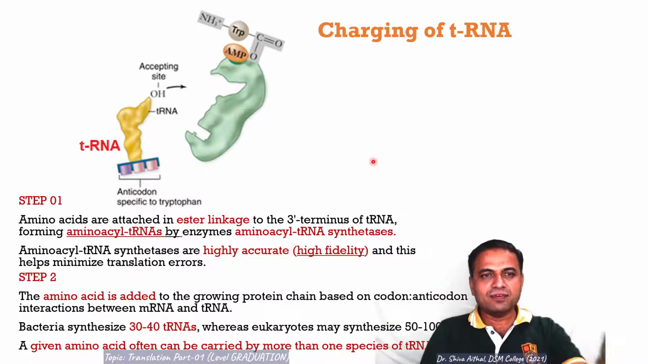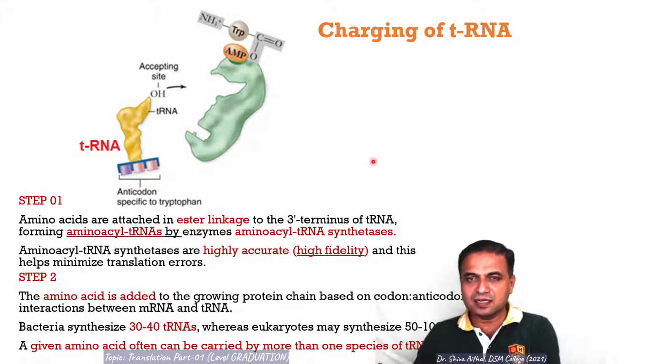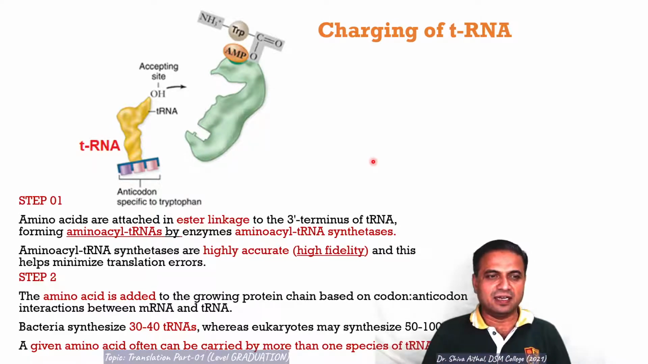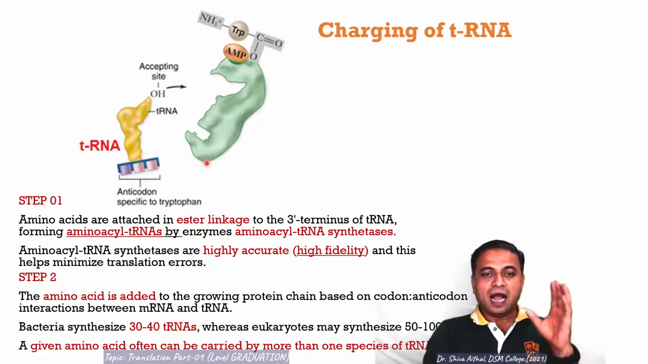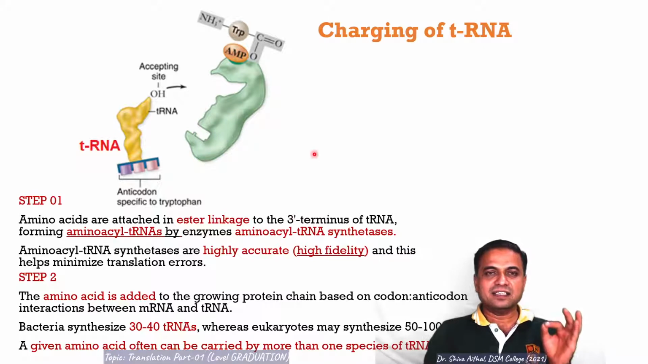A tRNA without amino acid is called an uncharged tRNA. A tRNA with a wrong amino acid will be called a mischarged tRNA. So the first step in protein synthesis is somewhere in the cytoplasm, charging of the tRNA. Amino acids are attached in ester linkages to the 3' terminus of the tRNA, forming amino acid tRNA, and this is mediated by amino acid tRNA synthetases.